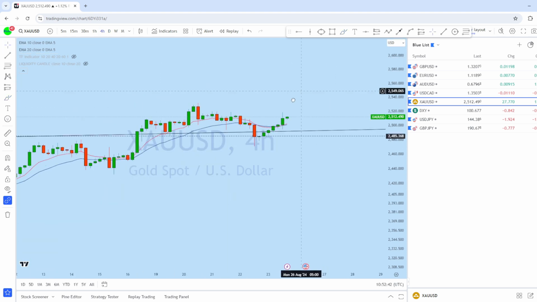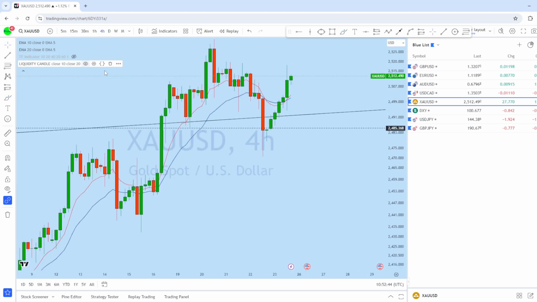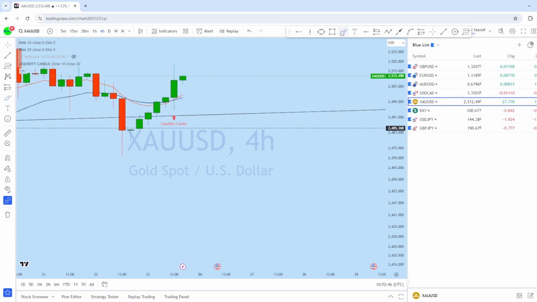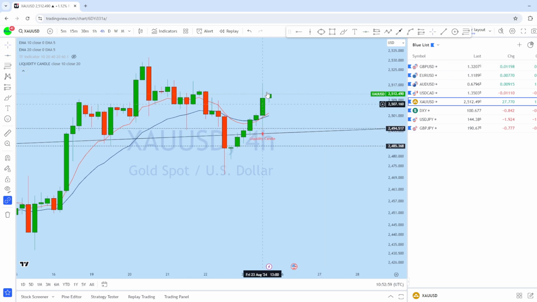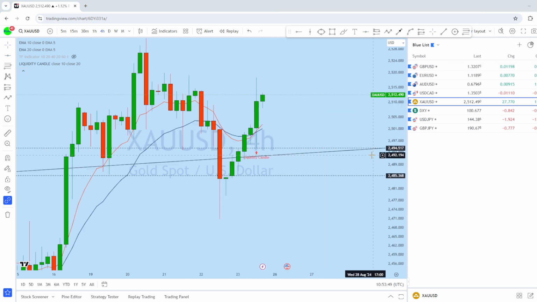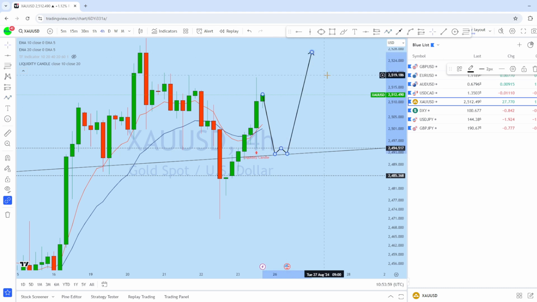Now if we look at the 4-hour perspective, we can see that there is a liquidity candle formation. In the previous session, at the close of Friday, there was a liquidity candle formation, which is basically a very important support created here. As you can see, the market bounced back to the upside from this level, so you can expect gold to drop down to the support level, potentially break this support, grab enough liquidity, and then bounce back to the upside.